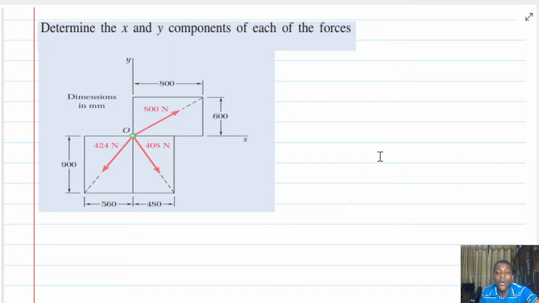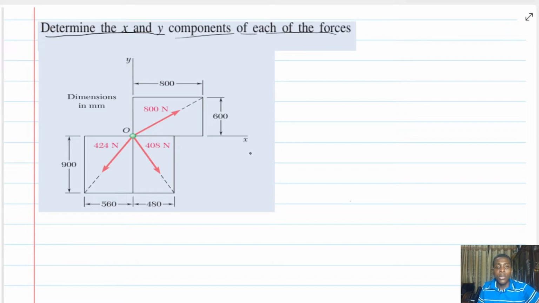In this video, I want to solve a problem with you to illustrate the concept of resolution of forces. So let's read the problem together and solve it. Alright, so determine the x and y components of each of the forces.